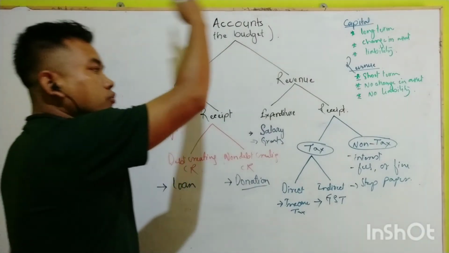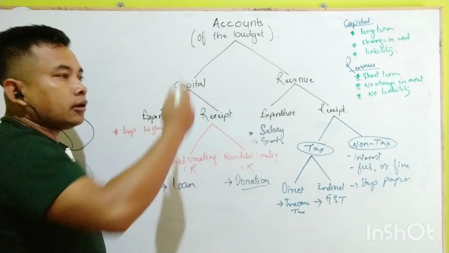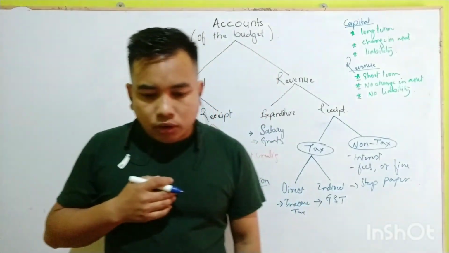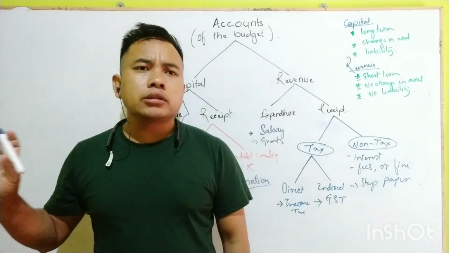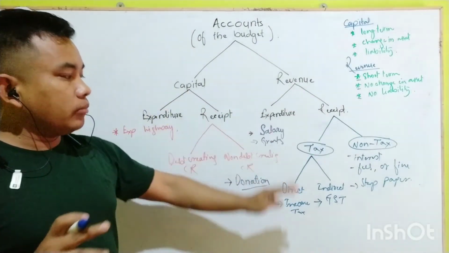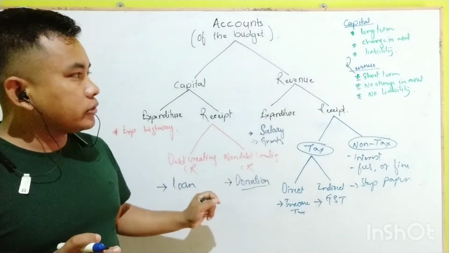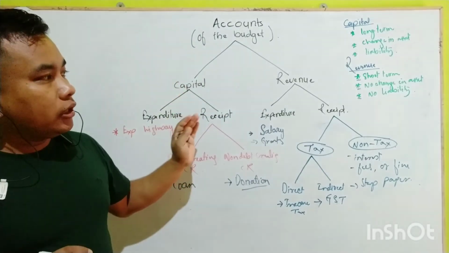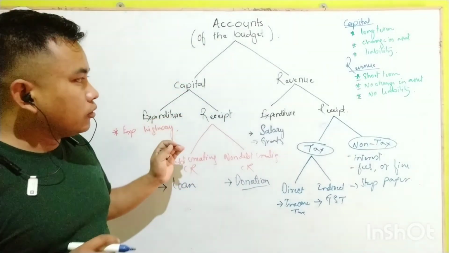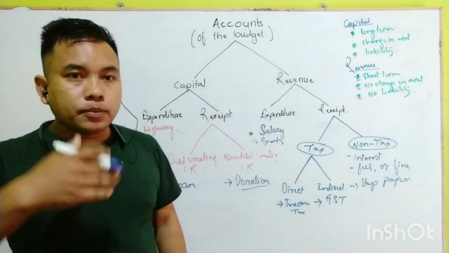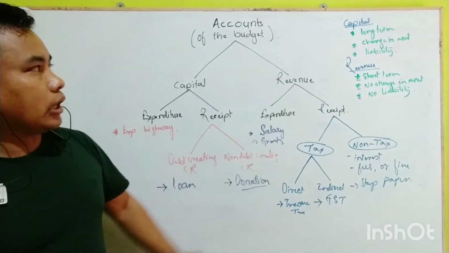So this is the accounts of the budget. You can imagine any kind of financial transaction of the government, and it will be included in one of these. You will definitely be able to include any financial transaction that comes to your mind with respect to government in this accounts of the budget.